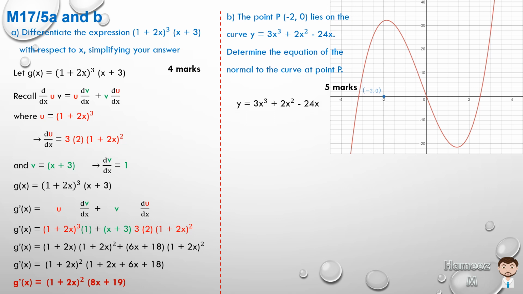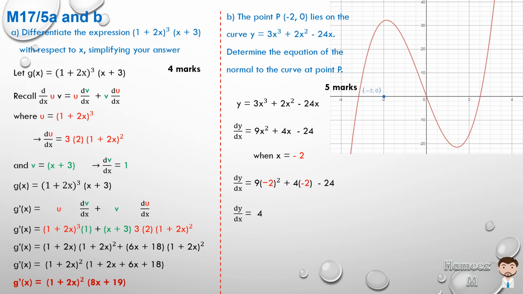Y is equal to 3x cubed plus 2x squared minus 24x. So if you want to find the gradient of the line, then we need to differentiate. So dy dx is equal to 9x squared plus 2 by 2 is 4x minus 24. And at the point P, where x is equal to minus 2, then we can substitute. So dy dx is equal to 9 by minus 2 squared plus 4 by minus 2 minus 24. Minus 2 squared is 4, 9 by 4 is 36. 36 minus 8 is 28. 28 minus 24 is 4. So the gradient is equal to 4.